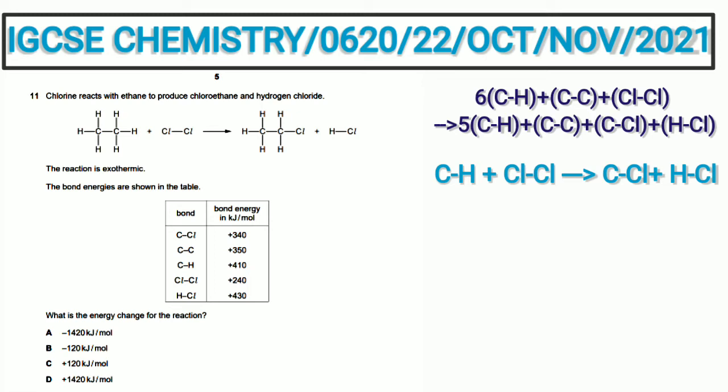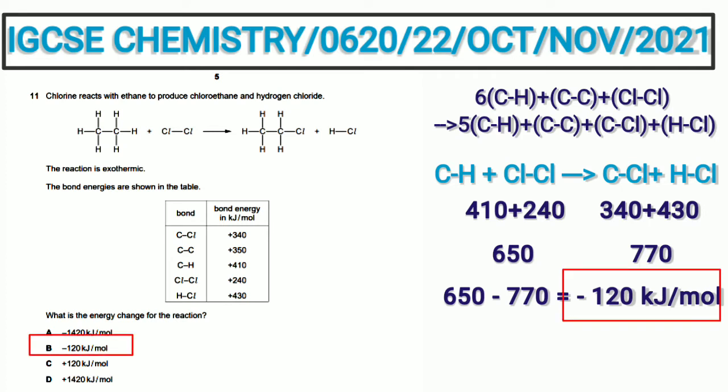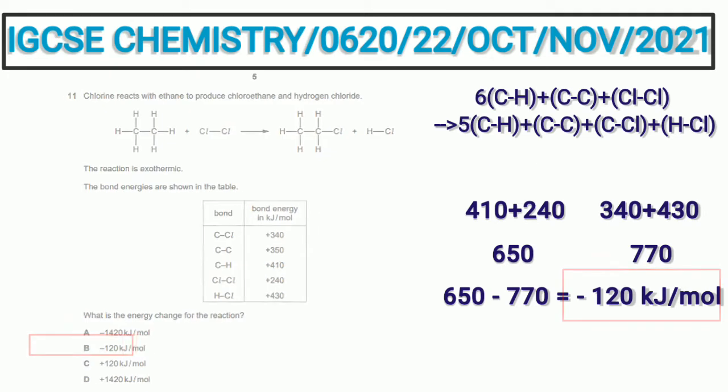So if we substitute the values of bond energies of these, we have 410 plus 240 equals 650, and 340 plus 430 equals 770. Energy change for the reaction will be 650 minus 770, that is minus 120 kilojoules per mole. The correct answer to the question is B, minus 120 kilojoules per mole.